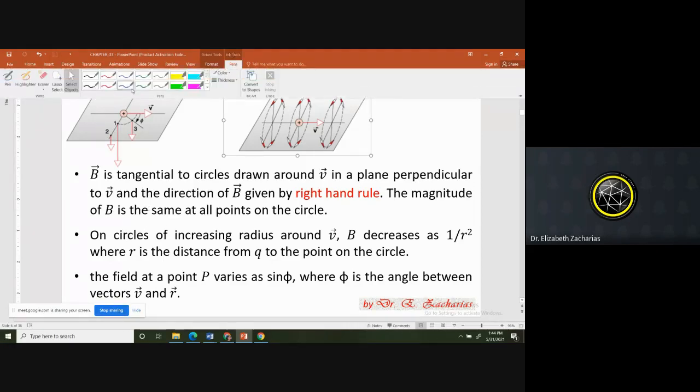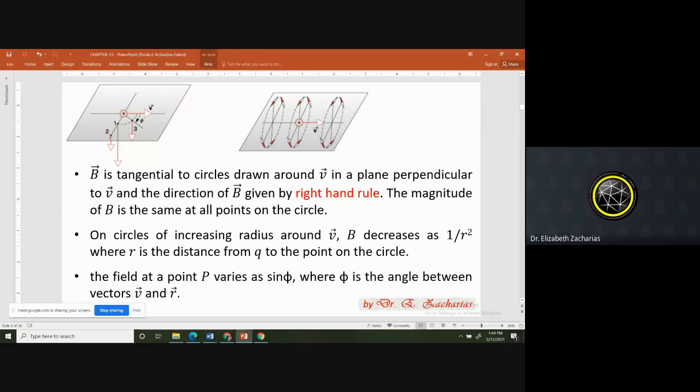this is for some radius r. Now, if I'm going to increase the radius of the circle, so first I take a circle like this, look at the magnetic field. Then I take a bigger circle. Okay, then what do I see? On the bigger circle also, I'm going to get a magnetic field by the right hand rule, but then the value of the magnitude decreases as 1 by r square. The magnitude decreases as 1 by r square.